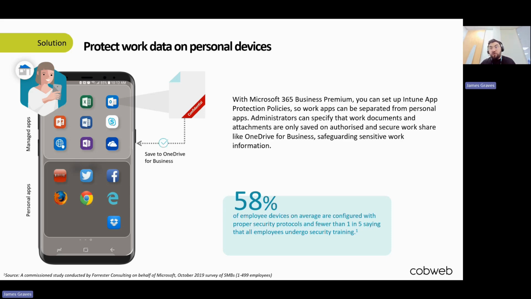If that device gets left on a train or lost, for example, it allows them to again be able to remote wipe the device and potentially stop any security breaches that could come off the back of that. So some really powerful features there. Again, one-to-one sessions available on this type of thing if it is of interest for you. So do feel free to reach out to your account managers here at Cobweb.